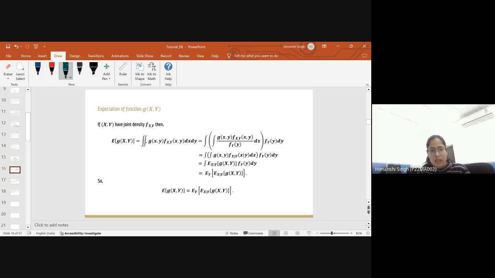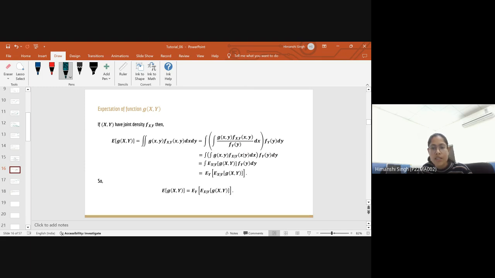So how can I calculate this expectation using the conditional expectation? In place of the joint density, we have just divided by the marginal of y, and multiplied by the marginal of y. Because y is constant with respect to x, we have taken it outside the x integral. So the integral of this, the joint density fxy divided by the marginal density, will be the conditional density fx given y. The other terms will be the same.